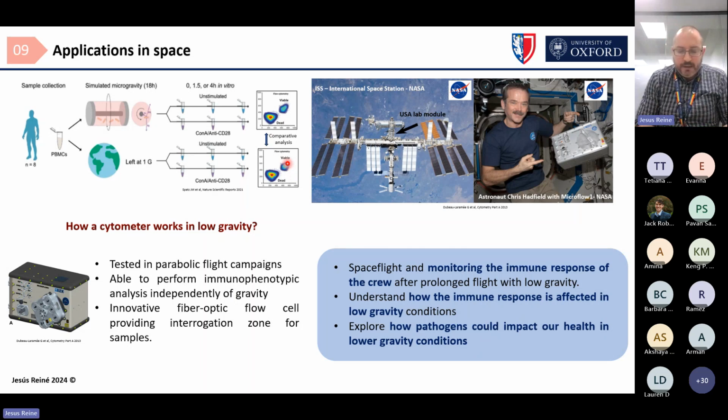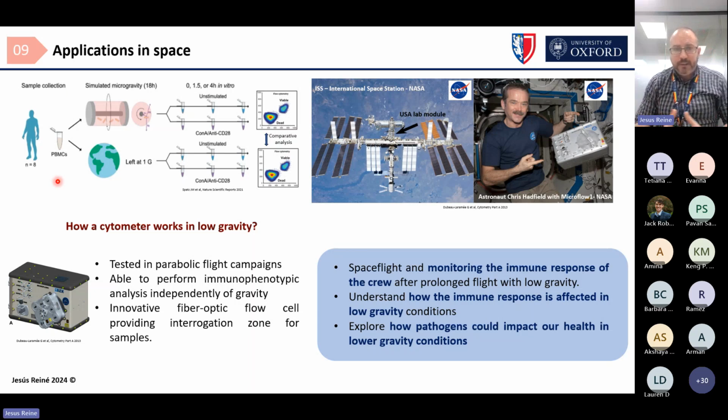Imagine that someone has the flu or any infection. We need to try to understand how we can neutralize, attenuate or mitigate their symptoms and improve the immunological response in these conditions, because people cannot come back to Earth easily. So here in the International Space Station, in the US lab module, they developed a very specific cytometer to analyze the immunological response.